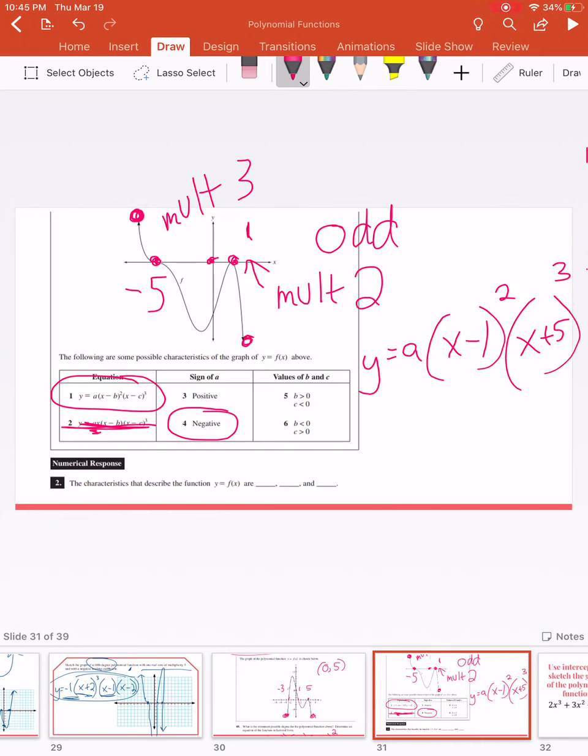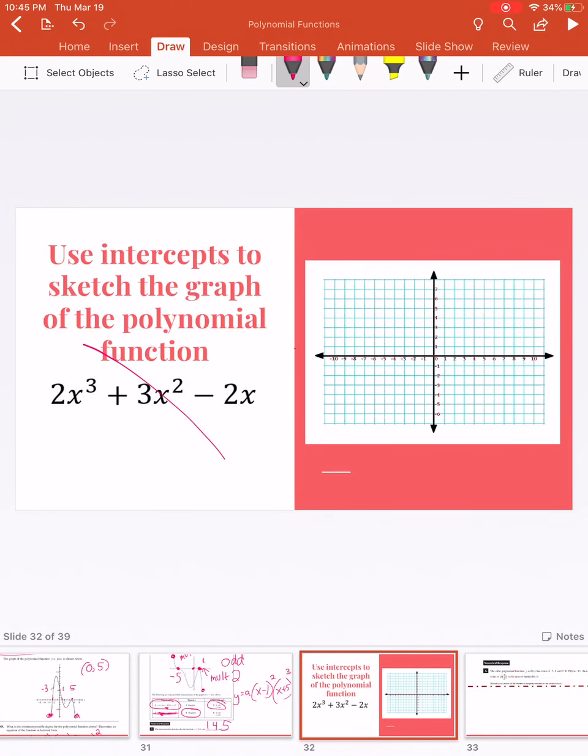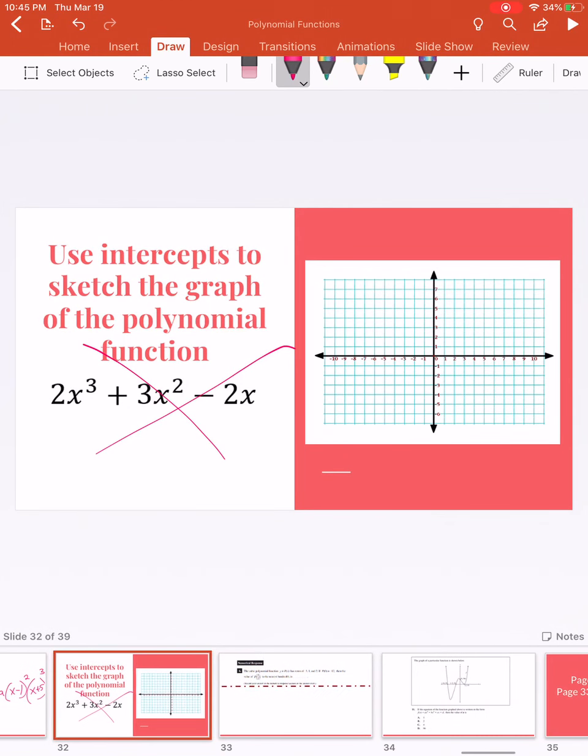So we know our b value then, in order to have a multiplicity of 2, the b value has to be positive, right? Because that's this positive 0 over here. And my c value would have to be negative. So then that means if my b value is positive and my c value is negative, I'm looking at code 5. So then my code would be 1, 4, 5. Okay, for time's sake, we're going to skip this question. You can try that on your own if you want to.